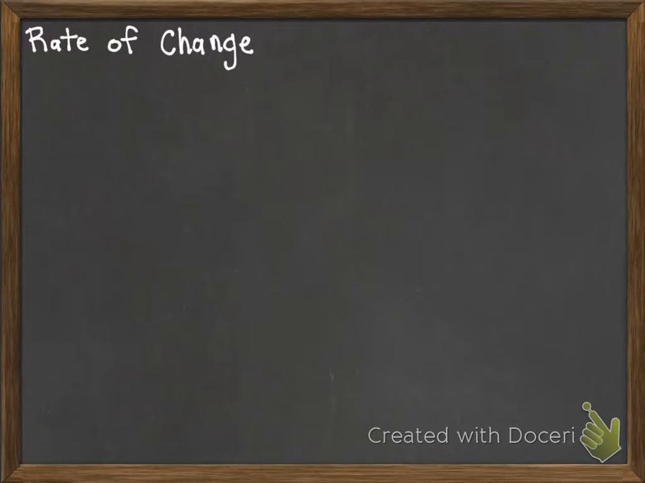This lesson is about finding the rate of change. The rate of change is how much something changes and how quickly. There's a little vocabulary we need to go over first.